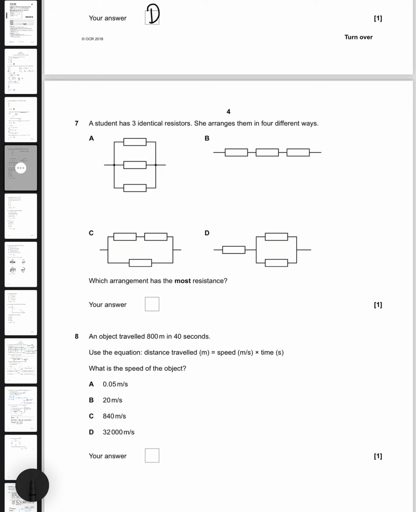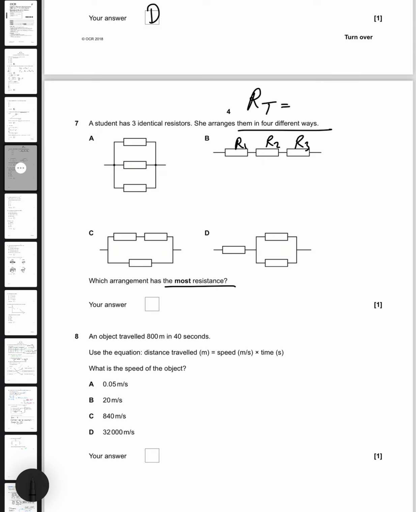Question number 7 says that a student has 3 identical resistors. She arranges them in 4 different ways. Which arrangement has the most resistance? For this one, you can give the resistors values and find out which one has the most, but you don't really have to, because whenever 3 resistors are in series, they're going to have the highest amount of resistance, because the total resistance in series is always going to get added.